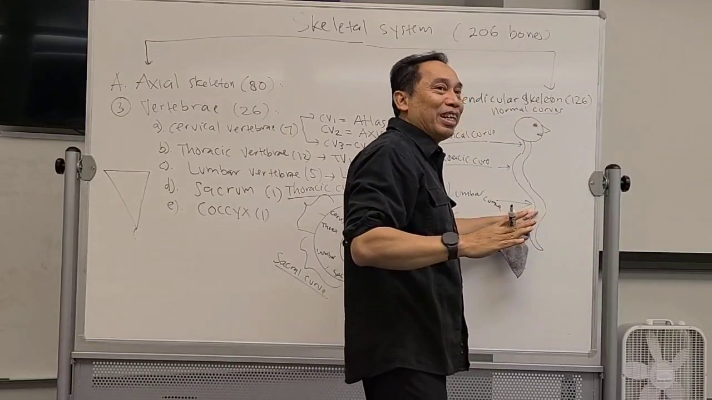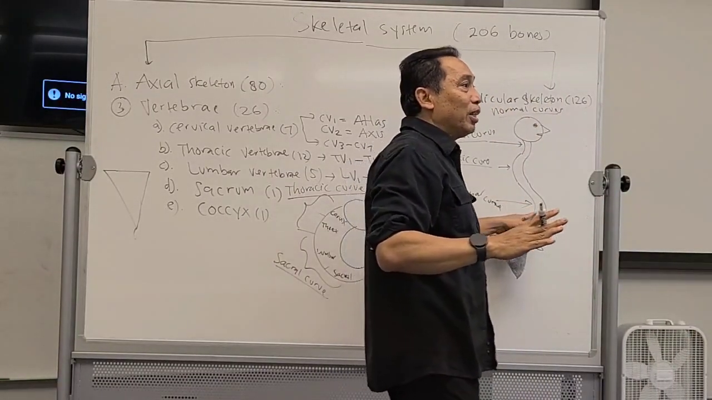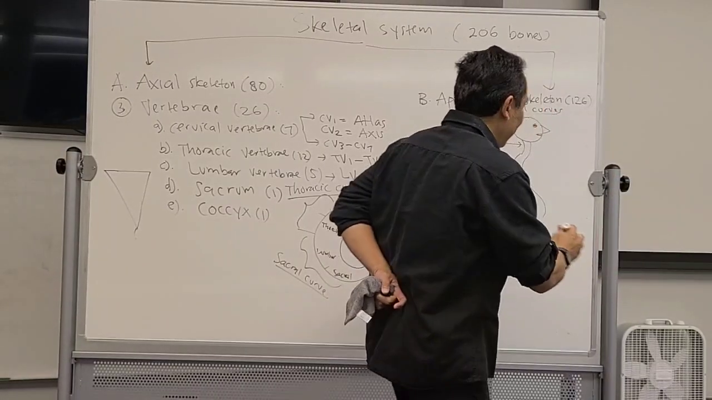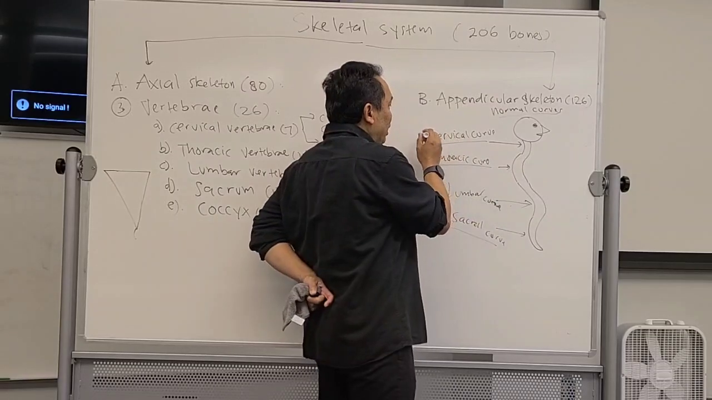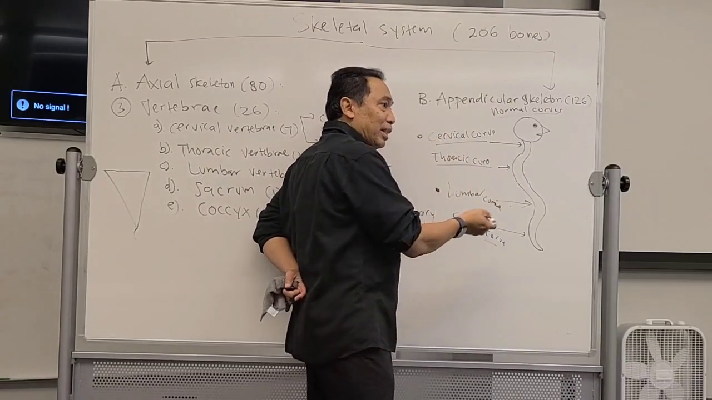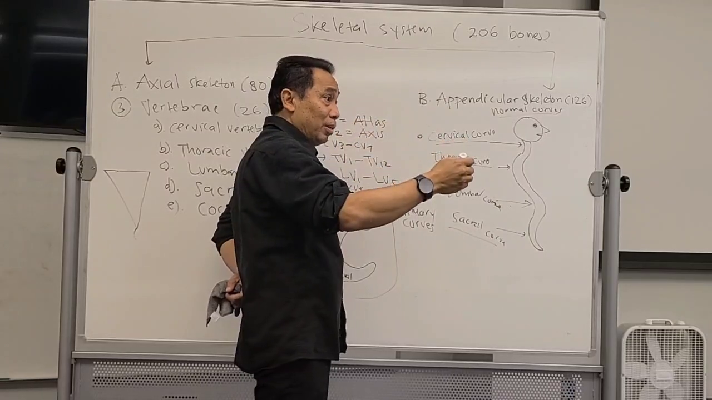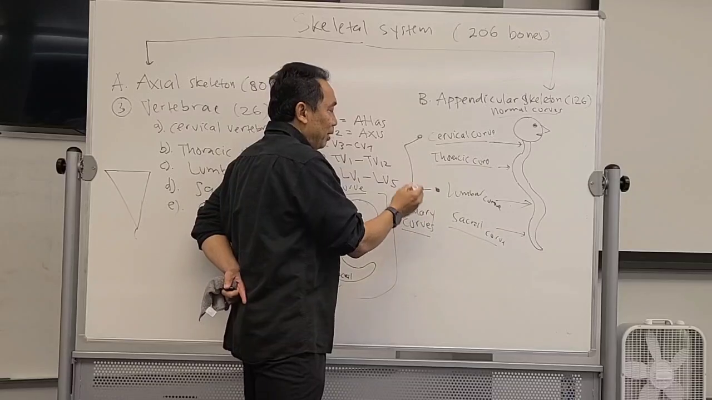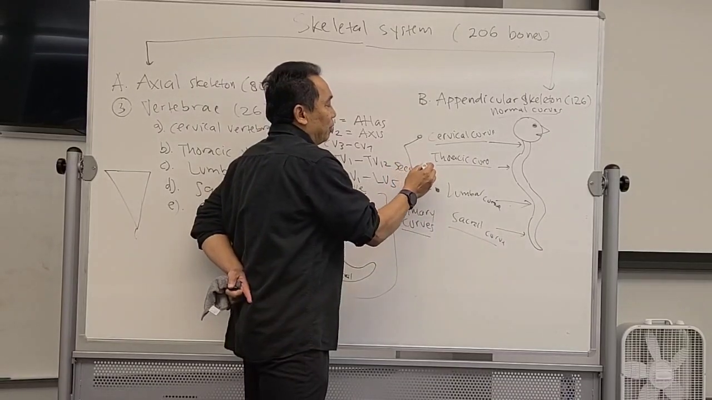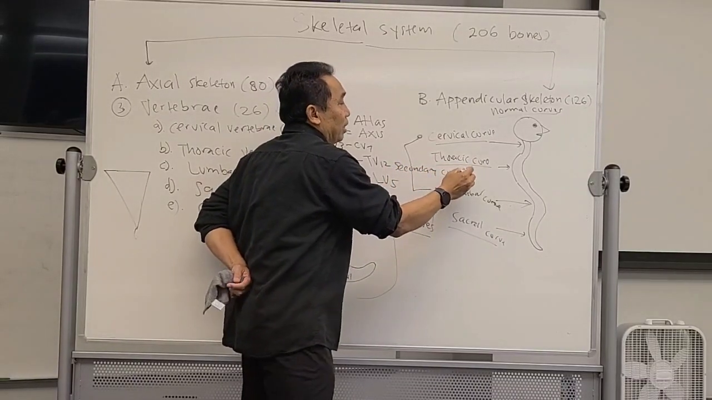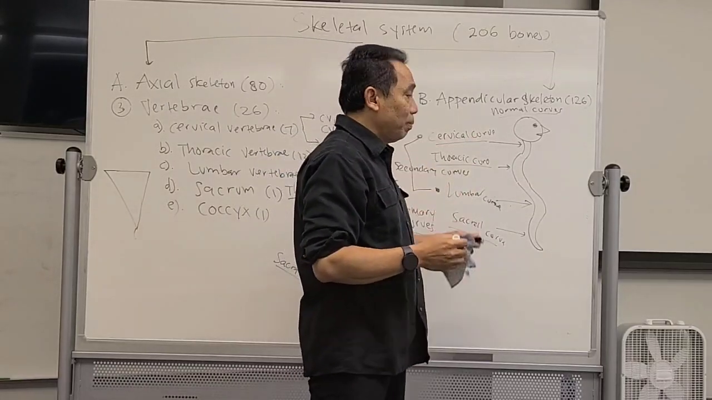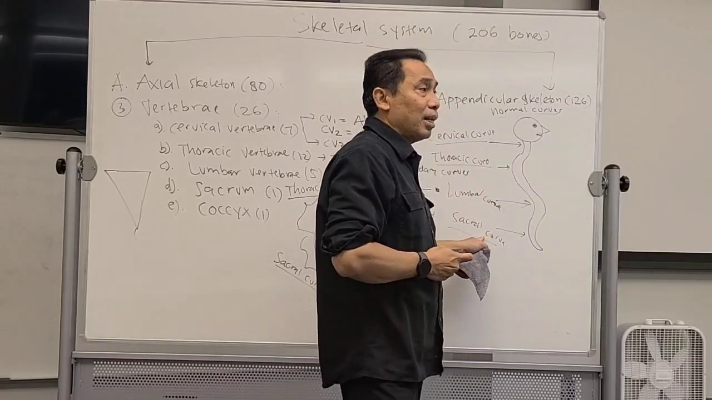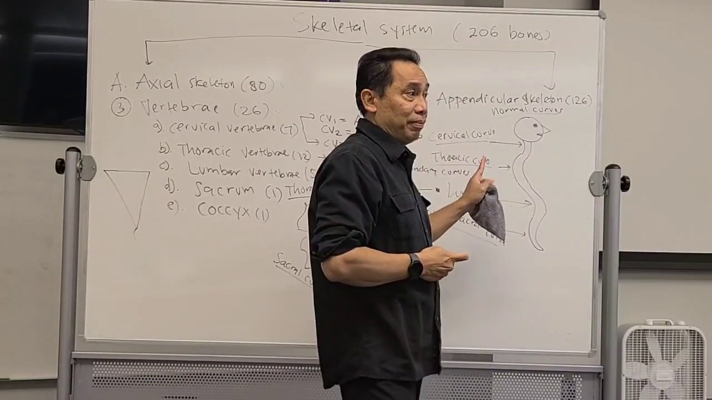Now this one, the lumbar curve, usually it's formed when you start to sit down. When you sit down, it's formed a little bit, and finally you have this lumbar curve. Because these curves are formed after you are born, this curve is called what? If you have primary curve, then you have secondary curve. Just remember, the cervical and lumbar curves are secondary curves. The thoracic and sacral curves are primary curves.